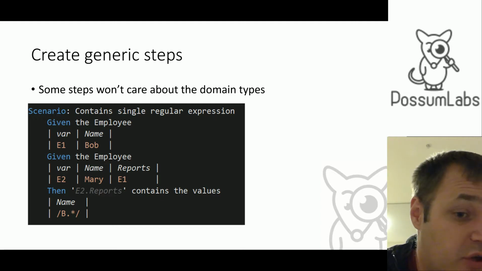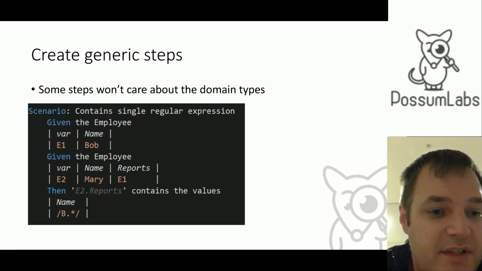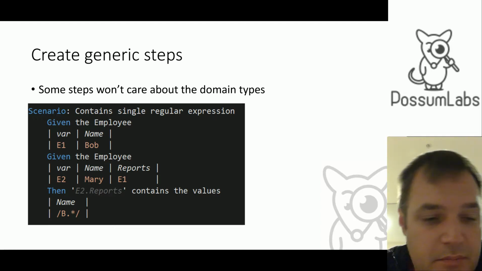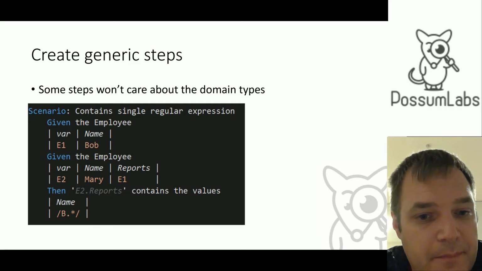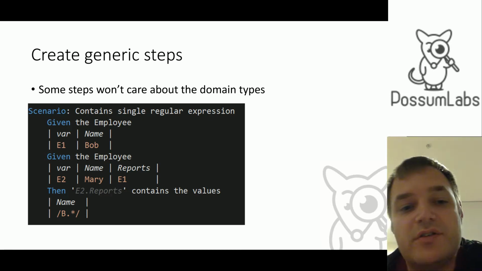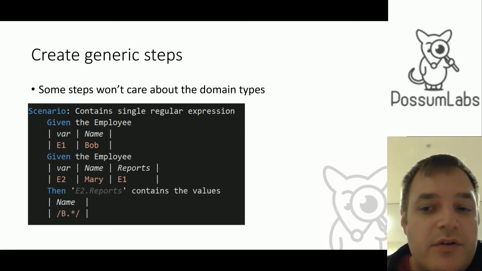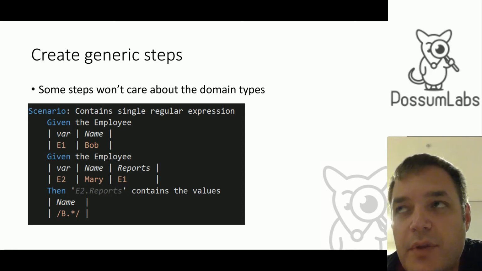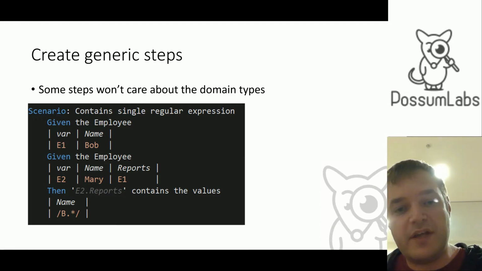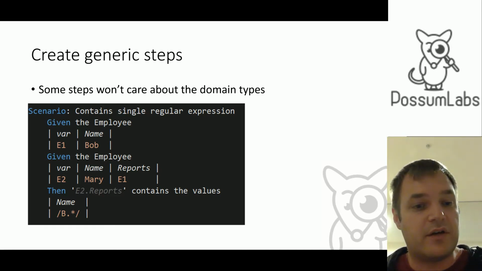You can use dot notation, right? So in this particular case, we have a validation step at the end, then e2.reports contains the value, name, and there's a regular expression there. So what you can do is make solutions that still utilize this language, but also support enough flexibility that you can still convey enough information while making it work for generic examples.